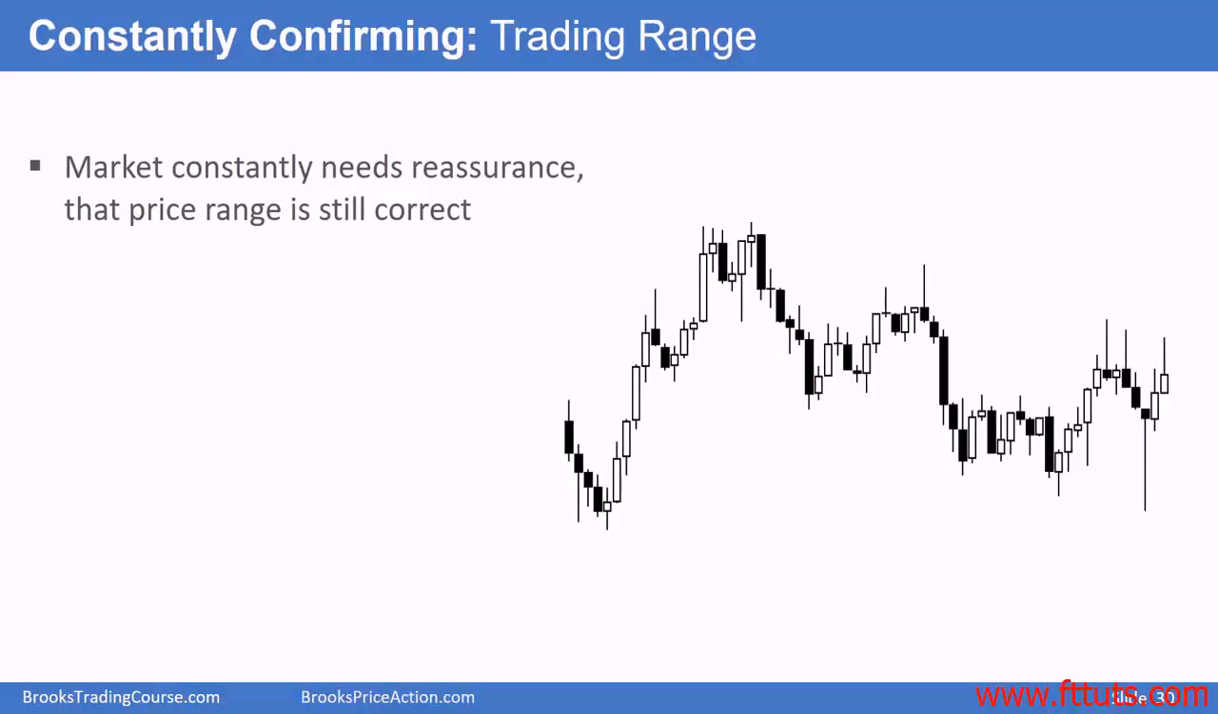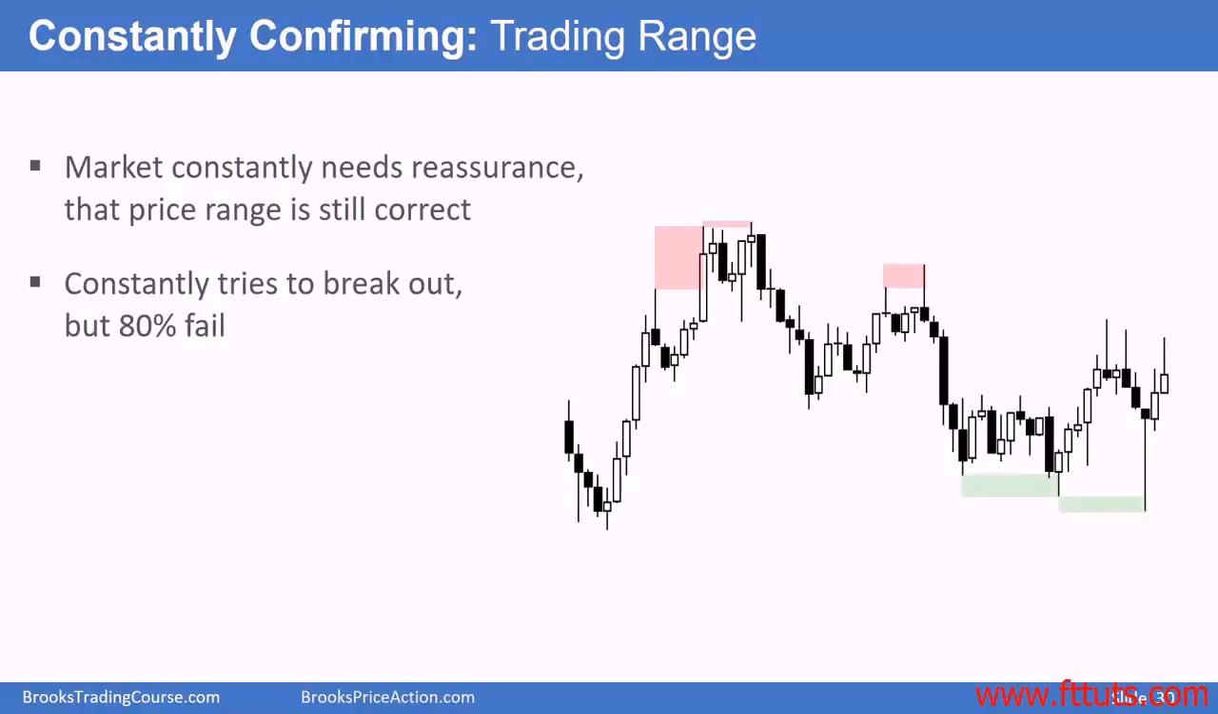Markets constantly need reassurance that the price is right, that the price range is approximately right. It probes up, it probes down. It's constantly trying to break out. Tries to break out, reverses down. Tries to break out, reverses down. Tries up, reverses down. It probes down. Maybe the fair price is down here, so let's try to get there. Cannot get there. Sellers stop, buyers get aggressive.